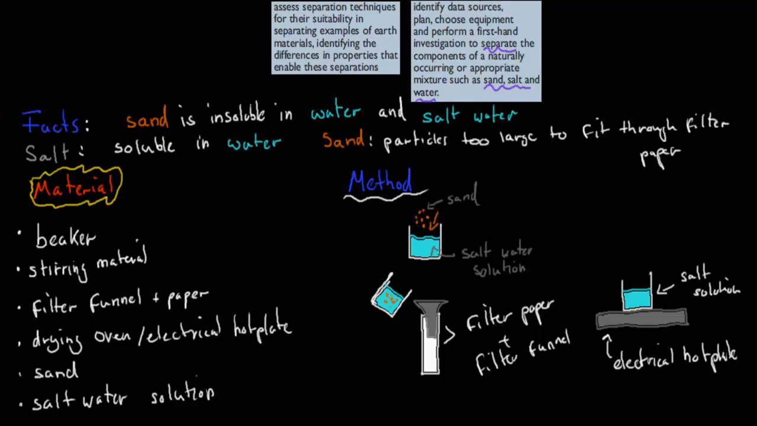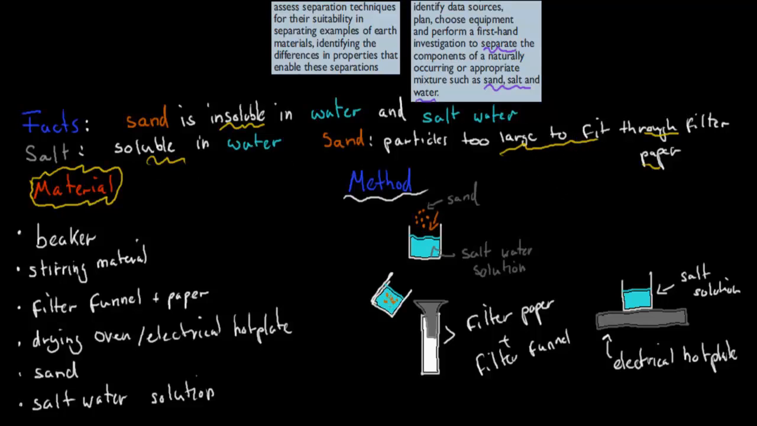So here are some of the facts you should know. Sand is insoluble in water and salt water. So sand is insoluble, salt is soluble in water, and the sand particles are too large to fit through filter paper. So we want to separate salt, water, and sand from each other, and how do we do that?